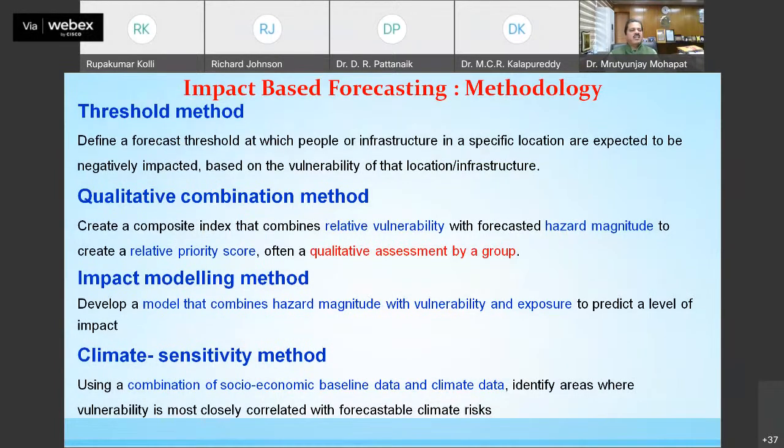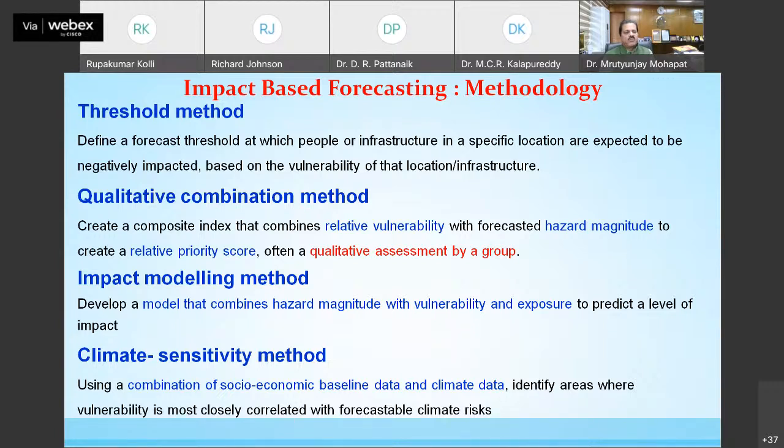So when you consider all these things, we are following the 4 standard methods. The first method we adopted is the threshold method, that is, define a forecast threshold at which people or infrastructure in a specific location are expected to be negatively impacted. Then you go for the second method, that is the qualitative combination method, where we create a composite index that combines relative vulnerability with forecasted hazard magnitude and create a relative priority.